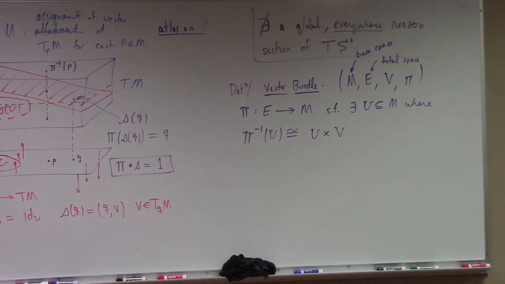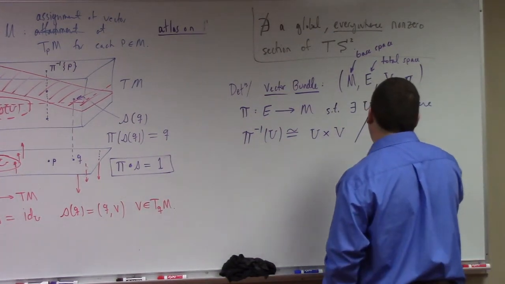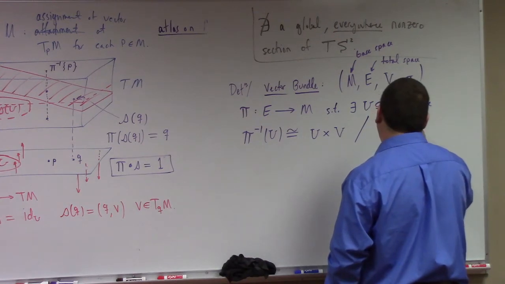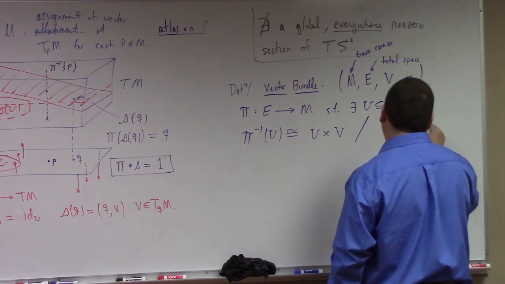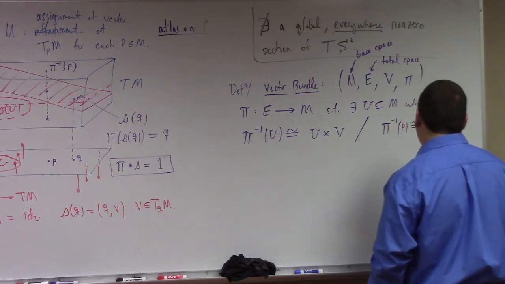So a vector bundle is something that, well, we can say more than this. We can actually say that pi inverse of P is in bijective correspondence with P Cartesian product the vector space.